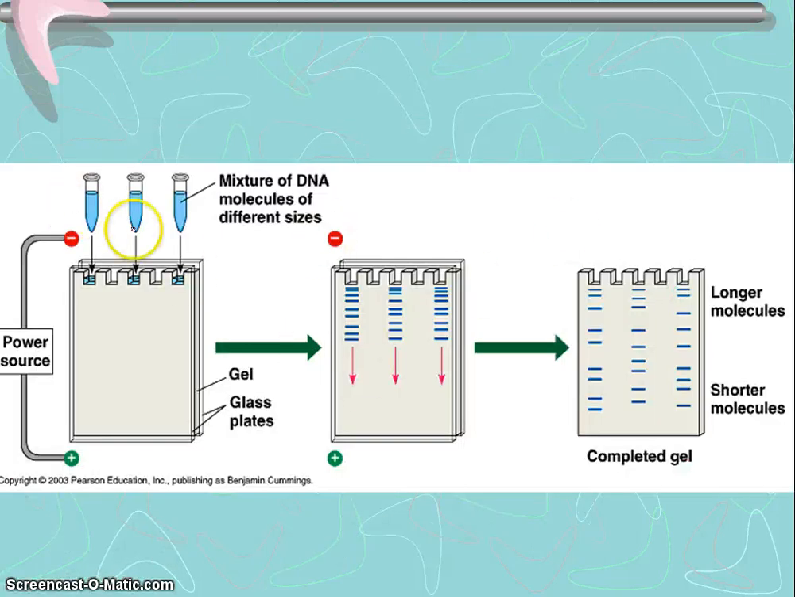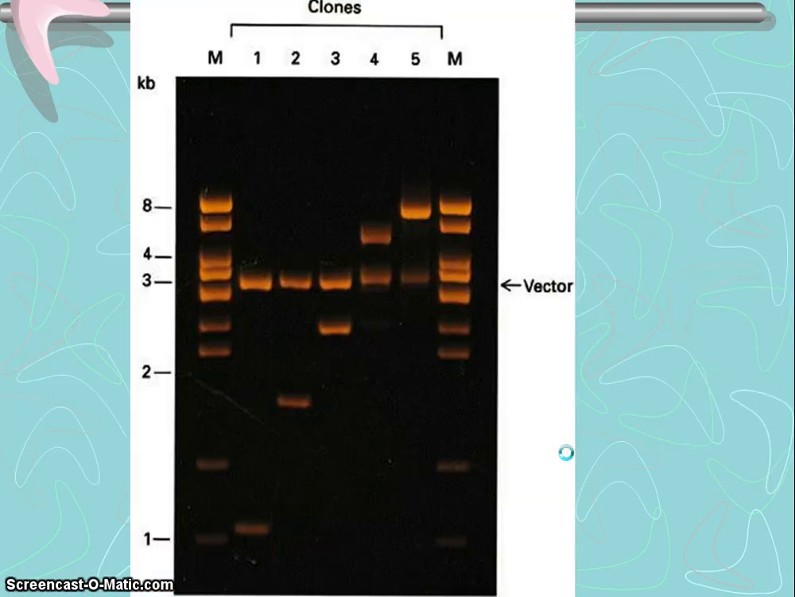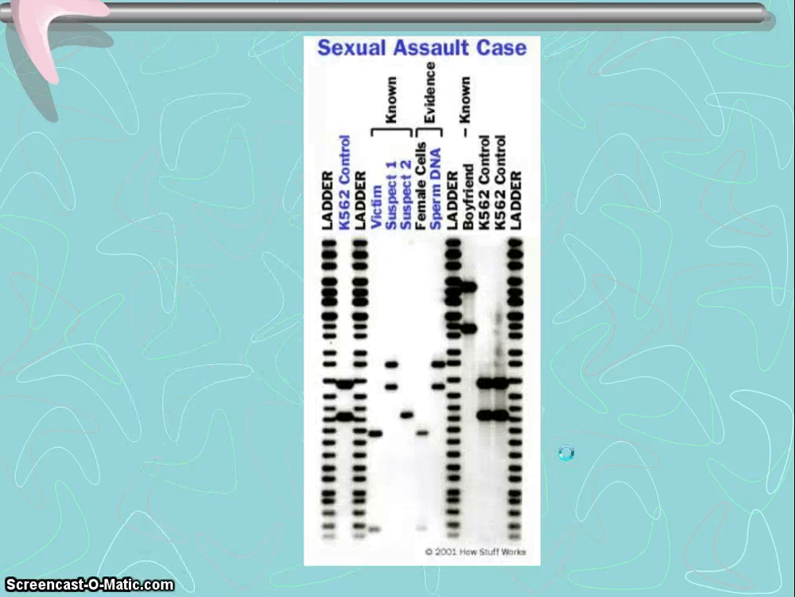So DNA is loaded here at the top in these wells. Okay, there's a power source. You plug it in and the DNA will travel towards the positive end, sorting the fragments out by size. So the larger fragments are on top, and the smaller fragments are on the bottom. This is just showing you what it would look like.